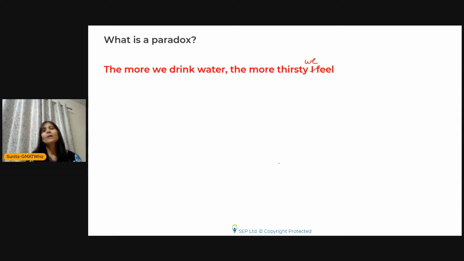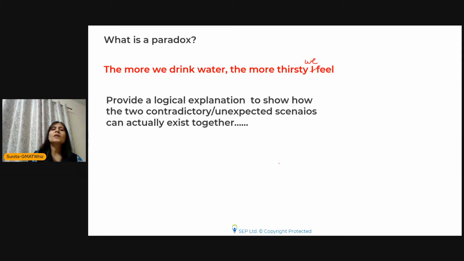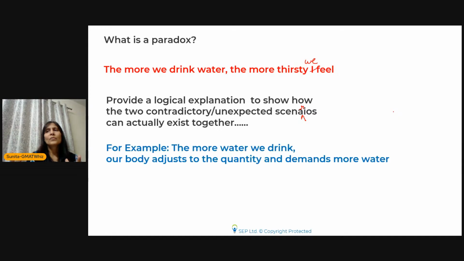And you are called upon to provide a logical explanation to show how these two contradictory or unexpected scenarios, the R is missing here, guys, sorry, can actually exist together. So resolving a paradox means identifying a logical explanation to state how two contradictory things still make sense. For example, here the explanation could be that the more water we drink, our body adjusts to the quantity and demands more water. The body demands more water, and that would explain why we feel more thirsty if we drink more water.